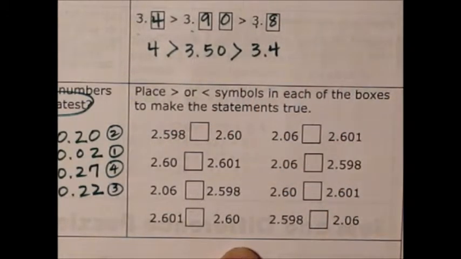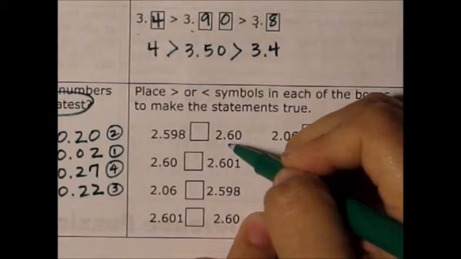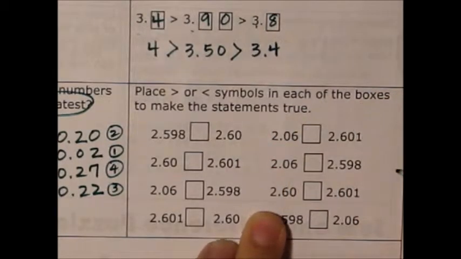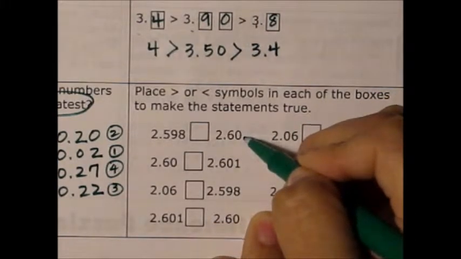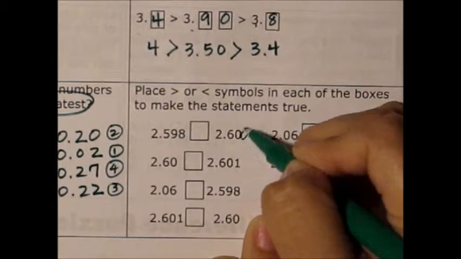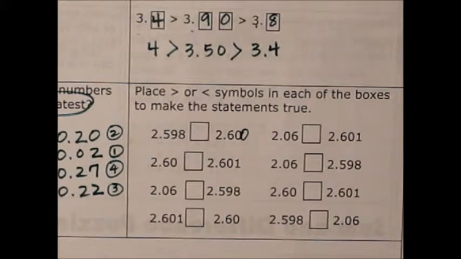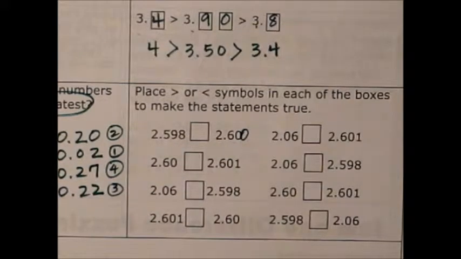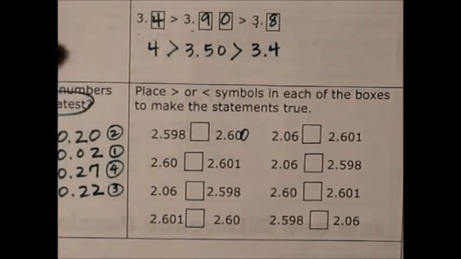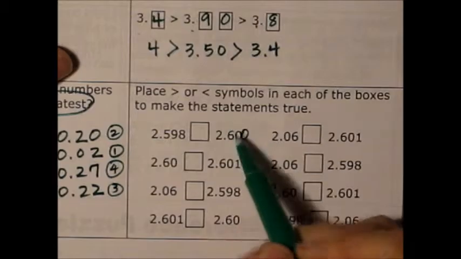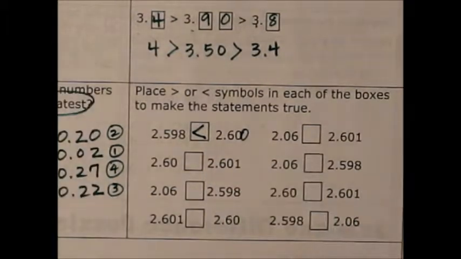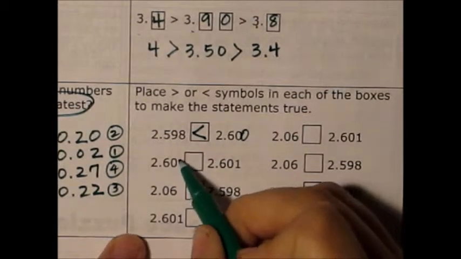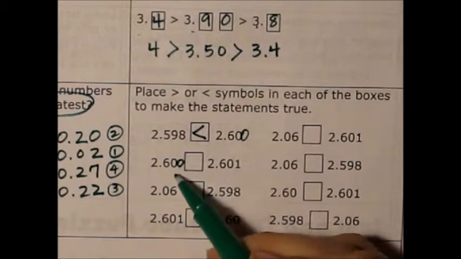Okay, 2 and 598/1000 versus 2 and 60/100, or 600/1000, in order to make them equivalent on both sides. So then the 2's are the same, so you're just comparing the numbers on the back. So 598 is less than 600. Okay, so let's do this for the rest of them.